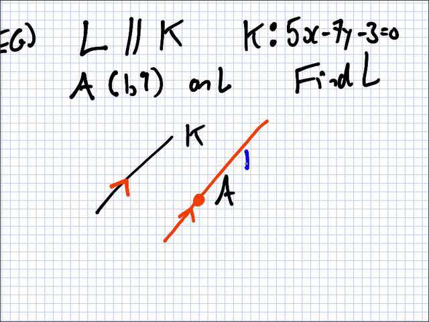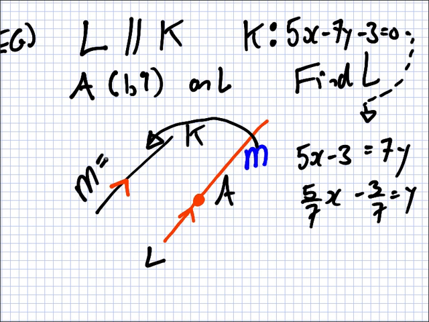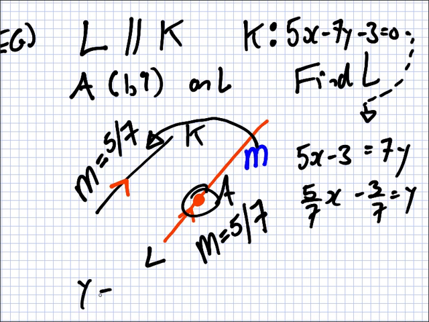So, we know what the slope of this line is, don't we? It'll equal the slope of the other line. This m will be the same as the m for this line. Do we know the slope for K? Yeah, we nearly do. By rearranging this, it'll be 5 over 7, won't it? If I just rearrange this down here, I get 5x minus 3 equals 7y. So, as you said, 5 over 7 x minus 3 over 7 is equal to y. So this line has a slope of 5 over 7, and so this line also has a slope of 5 over 7.